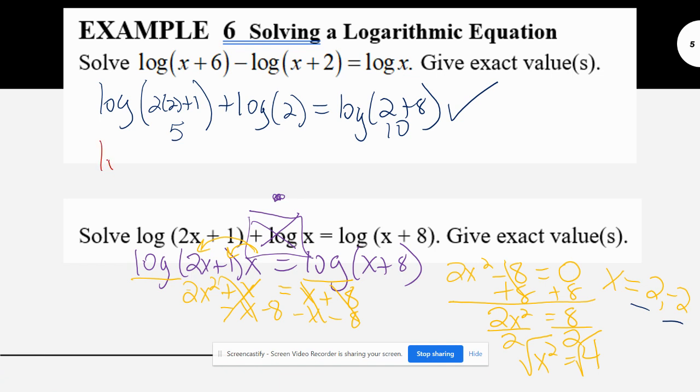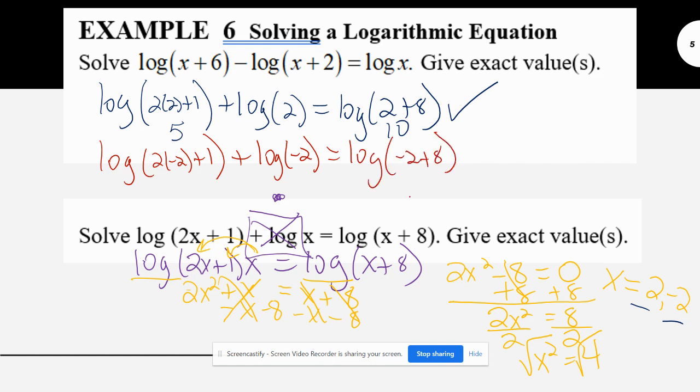Going with the negative 2, we have log of 2 times negative 2 plus 1 plus log of negative 2 equals log of negative 2 plus 8. This is a positive 6, but that's a negative 2. There's nothing that happens to it, so that stays the same. And negative 2 times 2 is negative 4 plus 1 is negative 3. So those two right there tell me that the negative 2 is extraneous. And my only answer is x is equal to positive 2.